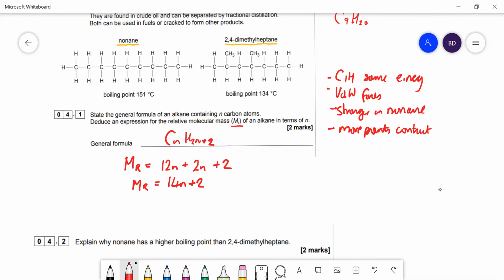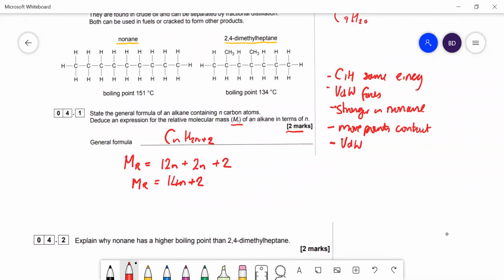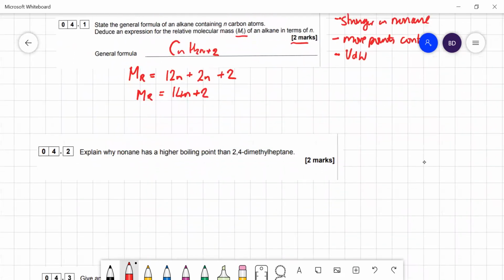Remember, van der Waals forces are dependent on fluctuations in the negative charge cloud. So the more electrons a molecule has, the stronger they are, but the molecules also have to be able to touch each other. Okay, I've given far more than you actually need for 2 marks there. Right, let's move on.